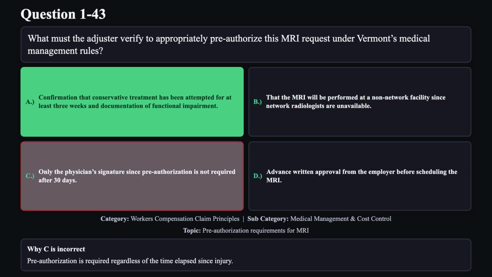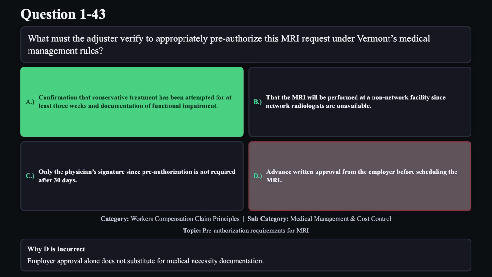Reason C is not correct. Pre-authorization is required regardless of the time elapsed since injury. Reason D is not correct. Employer approval alone does not substitute for medical necessity documentation.